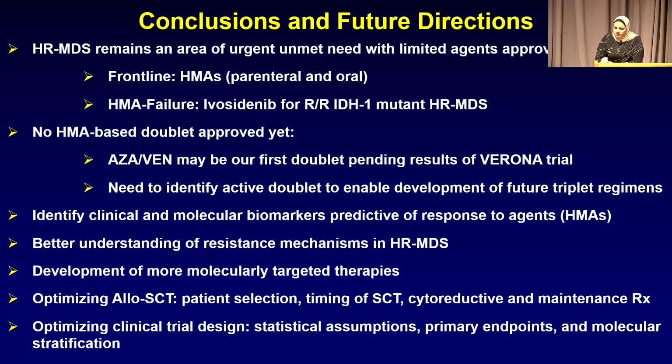And whether azacitidine plus venetoclax will be the first doublet approved for patients with treatment-naive higher risk MDS depends upon the VERONA trial. And if positive, this may be the new backbone we use to develop future triplet regimens.